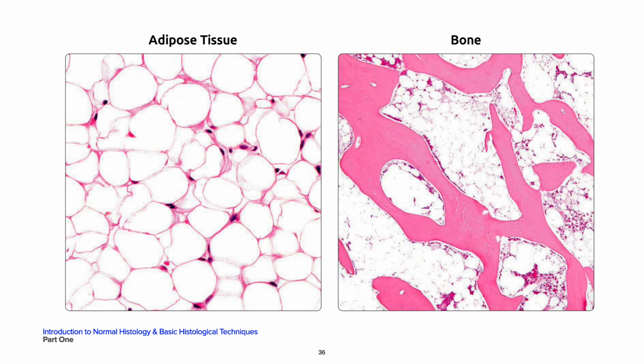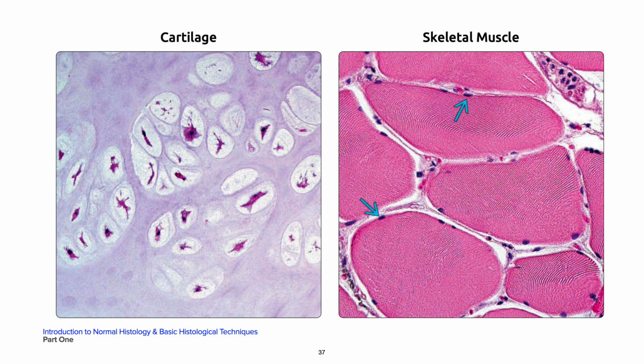On your right, bone is a type of specialized connective tissue that comprises the primary structural framework for the body, which is your skeleton. Its ECM is calcified and surrounds the cells that secreted it.